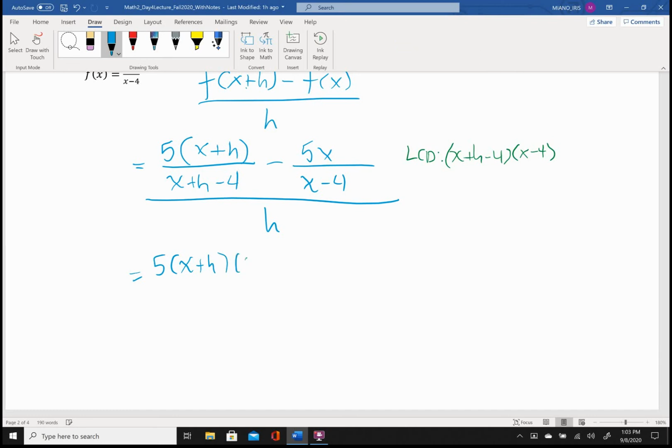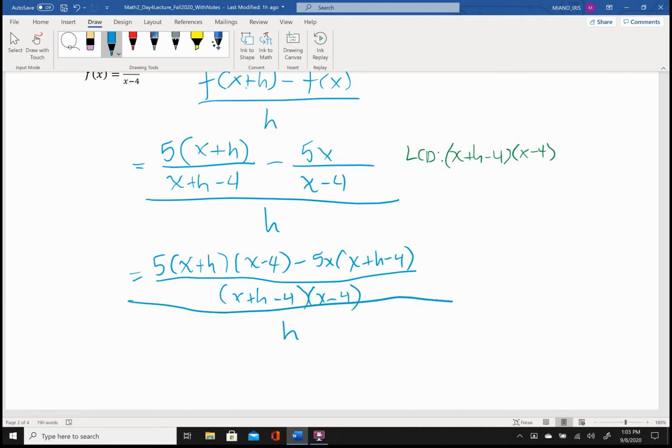So we're going to have an extra factor of x minus 4 happening in the numerator this first little bit, and then we'll subtract off 5x. We're going to have an extra factor because you want to look for what's missing in their denominators, and that'll determine what factors of the LCD go in the numerator space, x plus h minus 4. And that's all over x plus h minus 4 times x minus 4. And all of this is over an h.